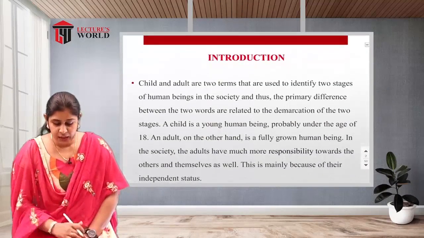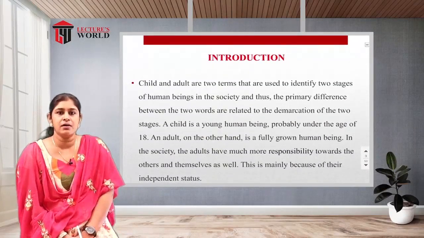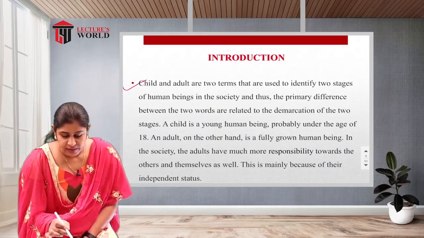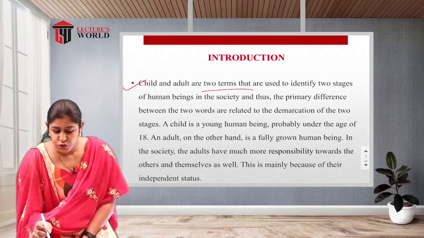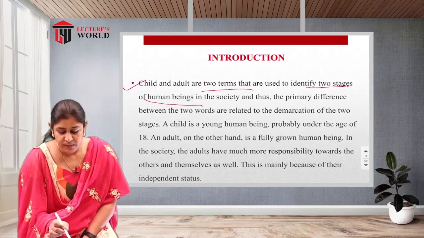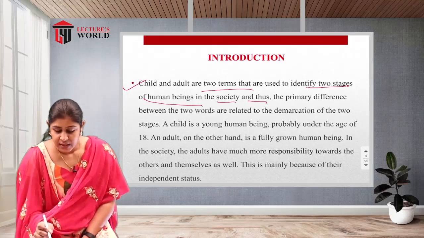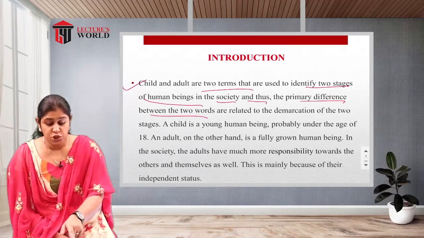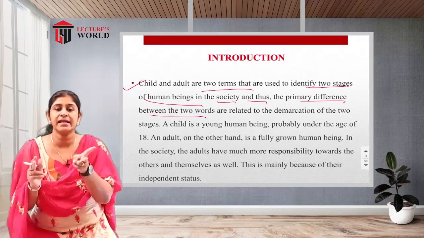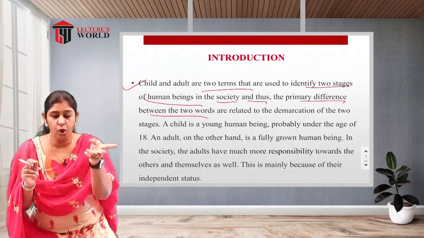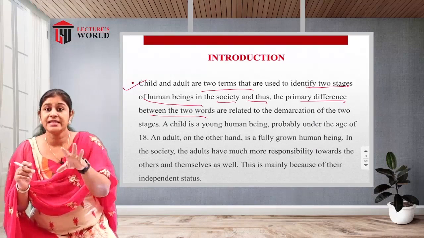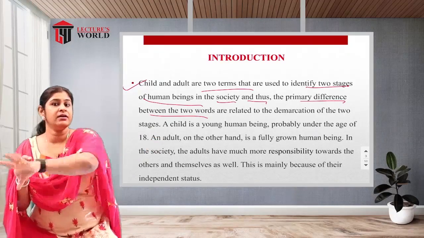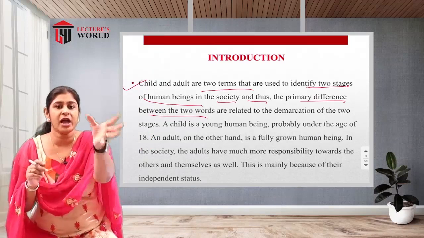So let's begin with our introduction to the child and the adult. The child and adult are two terms that are used to identify two stages of human beings in society, and thus the primary difference between the two words. They are two terms which we use for two different stages. Child is different and adult is different. We cannot compare a child and an adult.